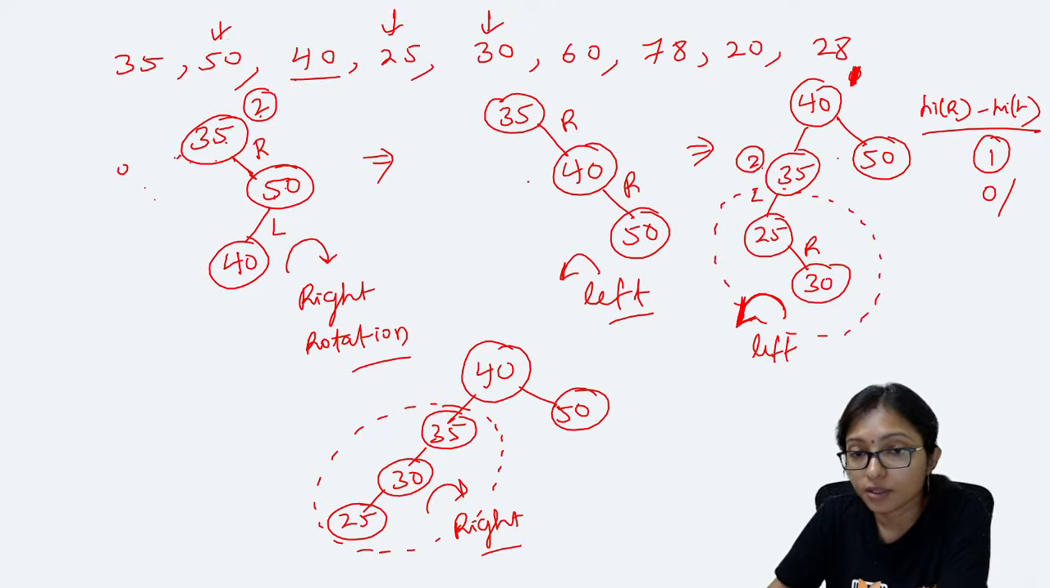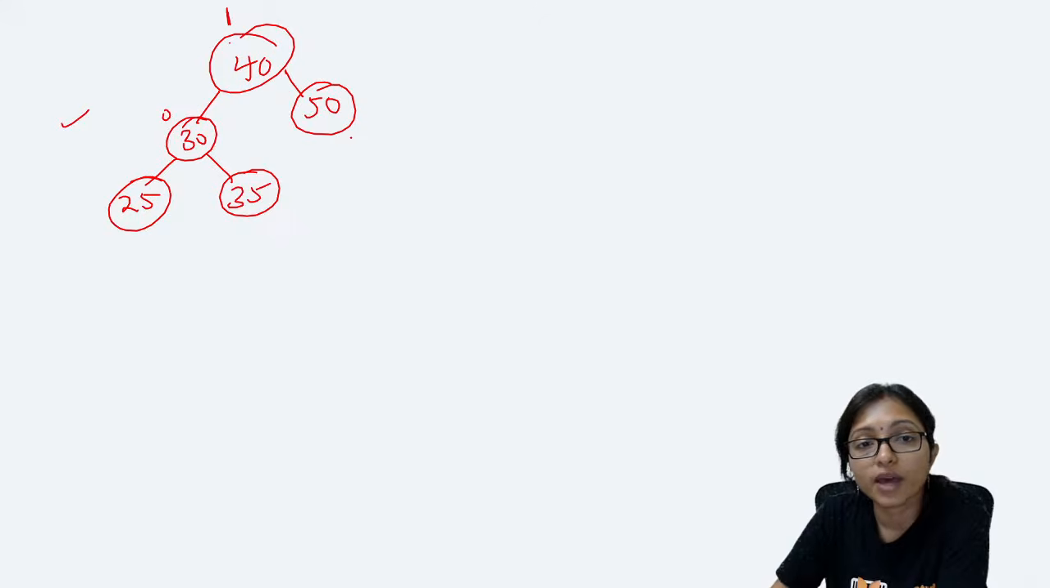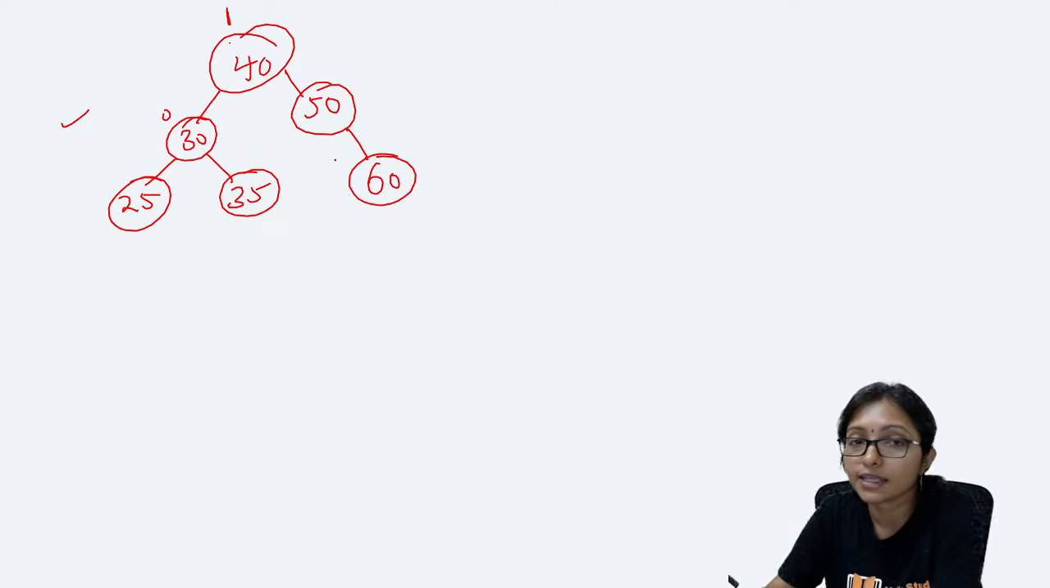Now again what do we insert? 30 we have inserted. Now next one is 60. So where to insert 60? 60 will be here. It is balanced. No problem here because here the balance factor is 1 now. Here the balance factor is 0 now. Here also 0. No problem.